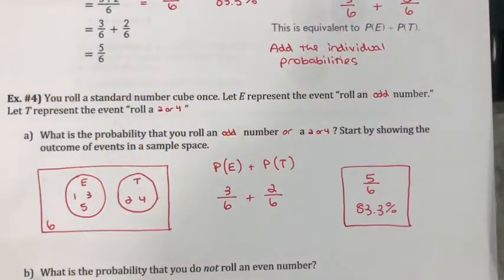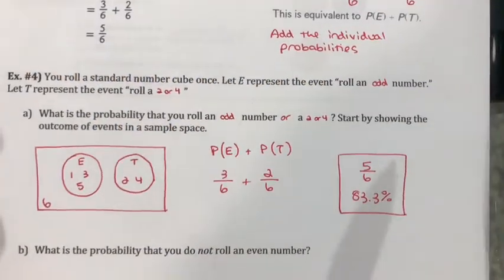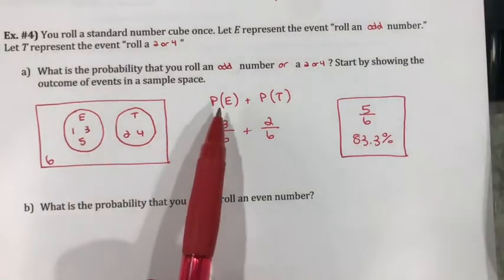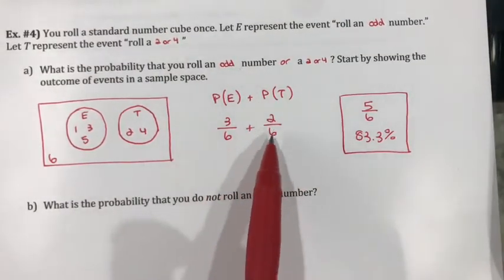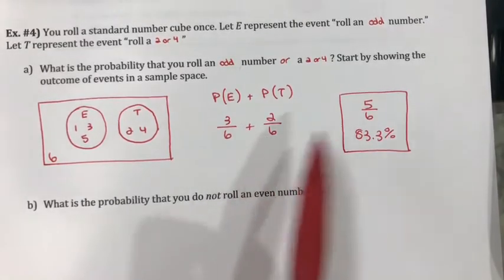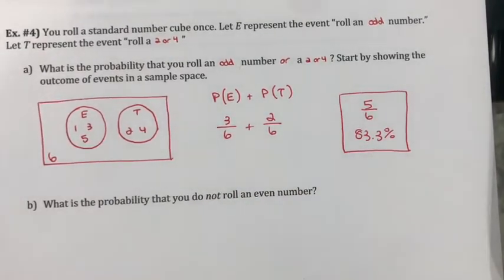All right, so you should have had something similar just with different numbers going on. So the probability of rolling an odd number is 3 out of 6. The probability of a 2 or a 4 is 2 out of 6. When I add them together, I get 5 out of 6.